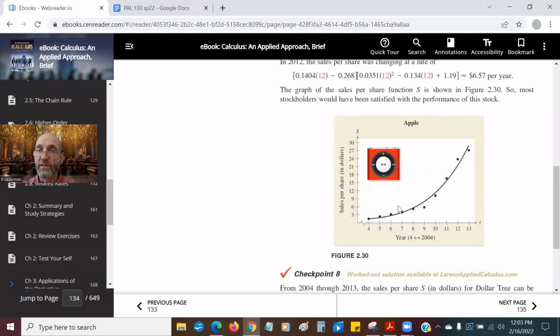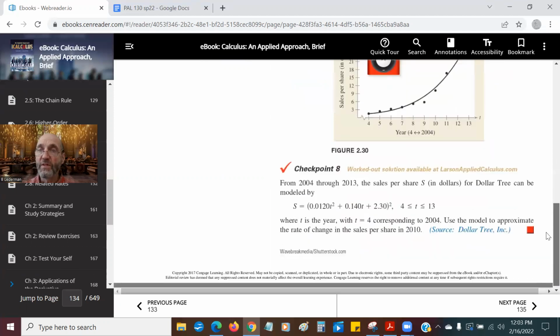So this is the graph. It looks like it's going up and up and up. So I'd be happy. I'd be pretty satisfied. It's growing very nicely. And that, my friend, is the story.